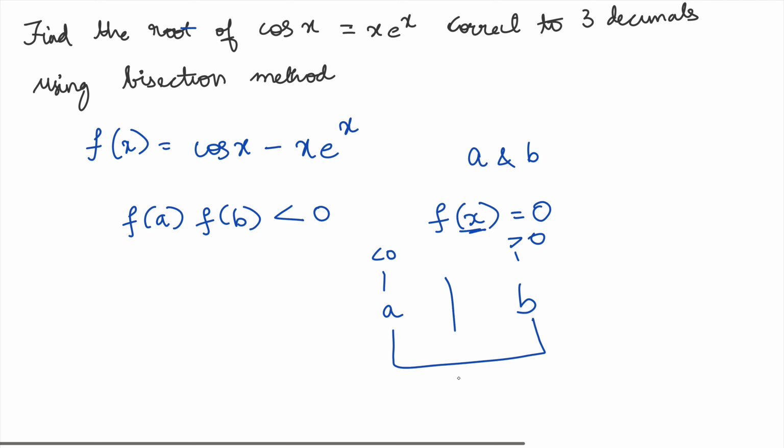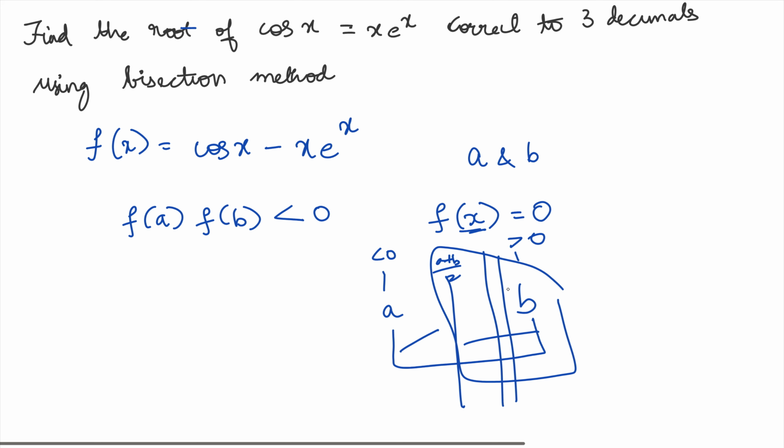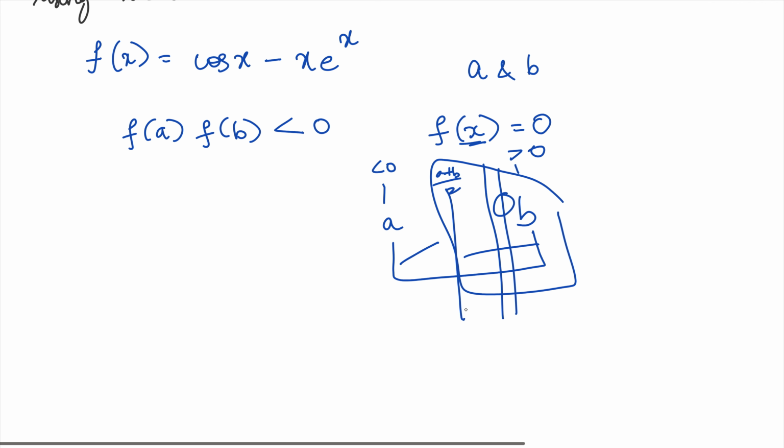What we do next? We just divide the interval. We find the middle value a plus b by 2, and then we see if the root is between this half or this half. Let's say the root is in this half. Then we keep shrinking the interval further and find the root. So that is how we do it using bisection method.